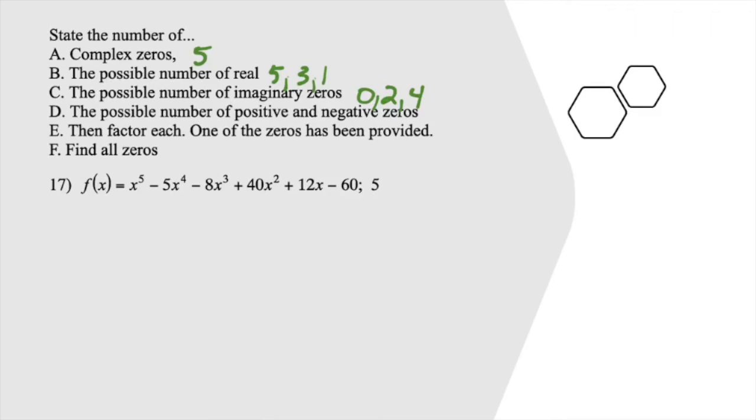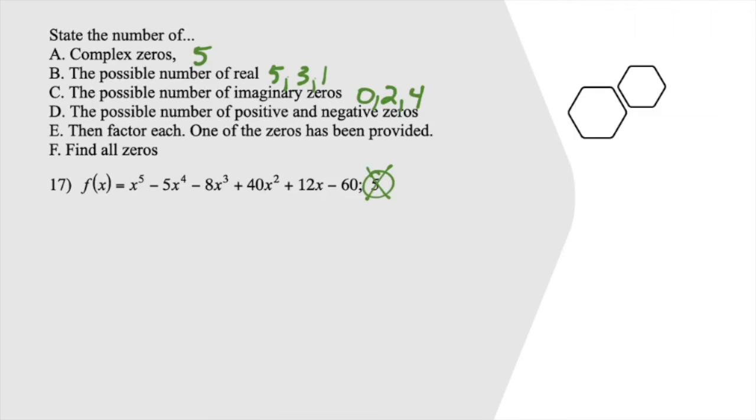We're going to do letter D now. What's going on with the 5 afterwards? How do I use that? I'll tell you when I get it. That's for letter E, okay? So letter D, the possible negatives and positives. For right now, disregard this 5 at the end. It is going to help us with letter E. It is not part of the equation.